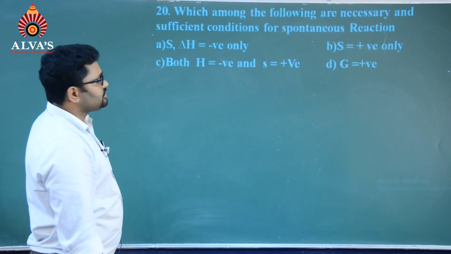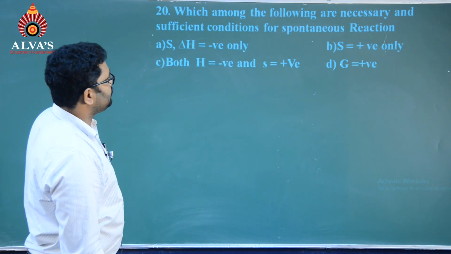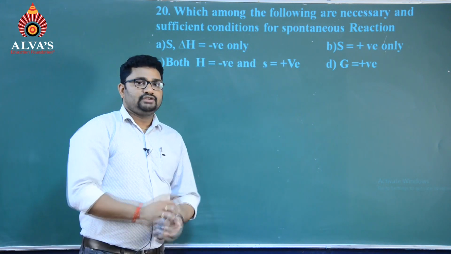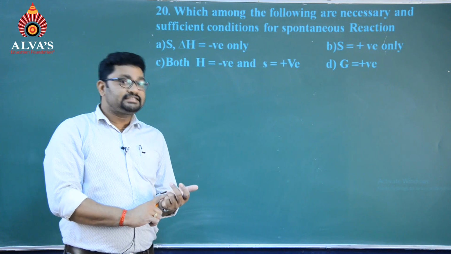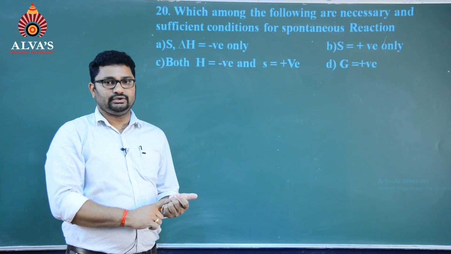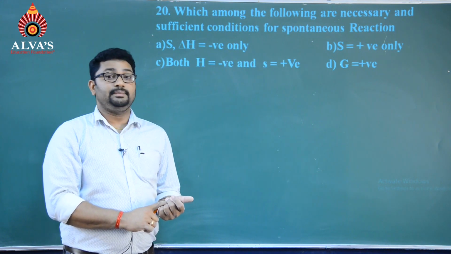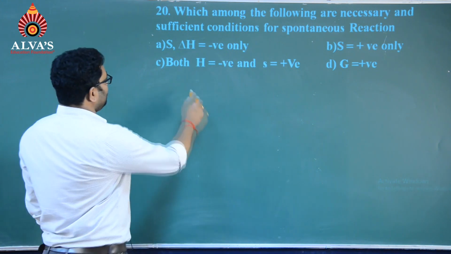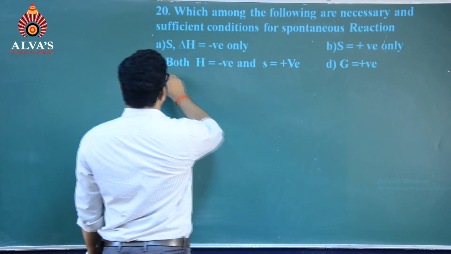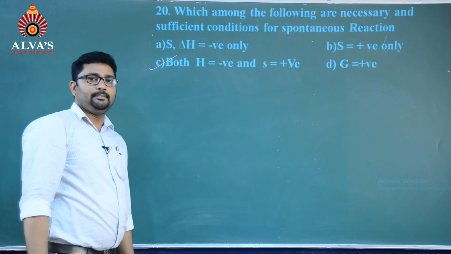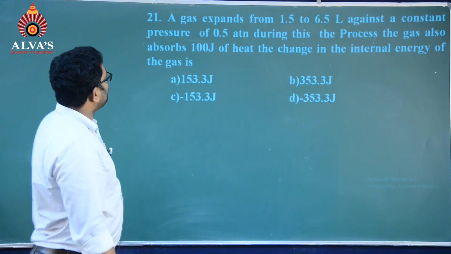Next, question number 20. Which among the following are necessary and sufficient conditions for spontaneous reaction? Students, for spontaneous reaction, if enthalpy is negative and entropy is positive, at any temperature, the reaction will be spontaneous. Hence, both H should be negative, that is exothermic, and S is positive. In this case, at all temperature conditions, the reaction is spontaneous. Next question. Question number 21.